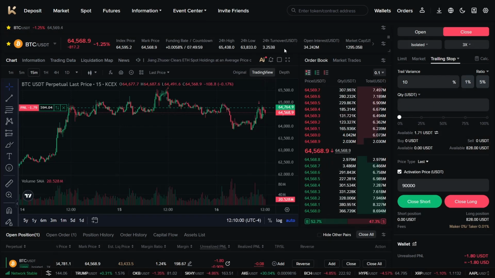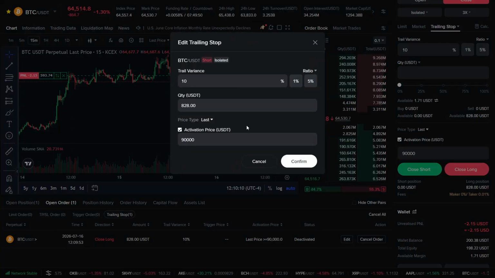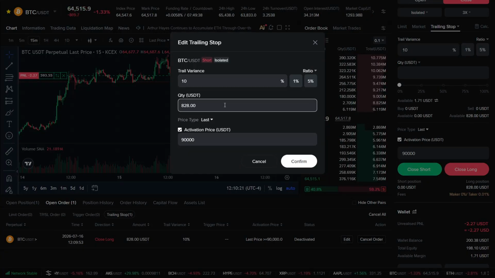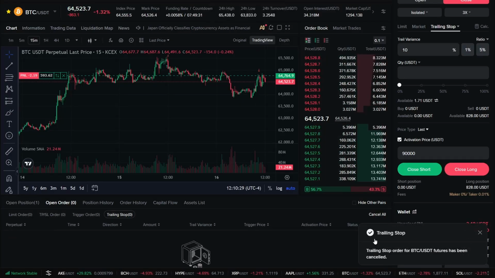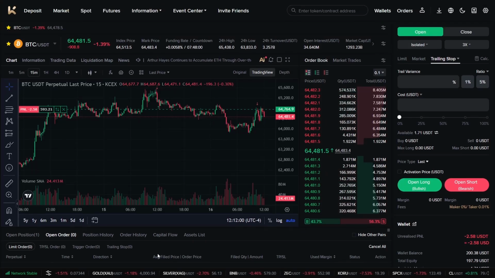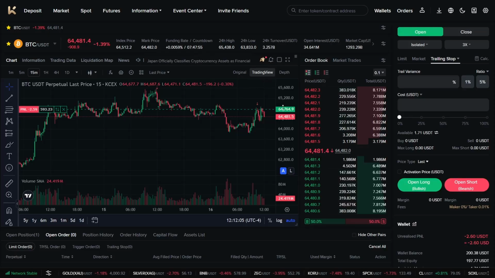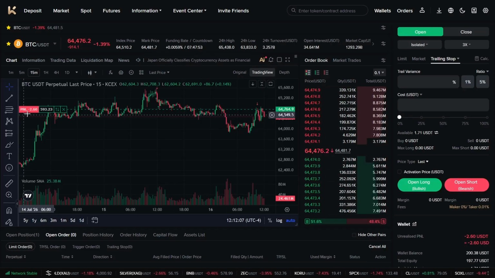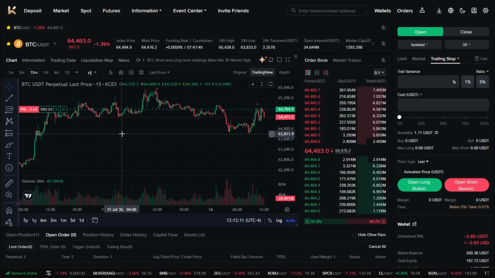Now to see our trailing stop order, we can just go to open orders, and then under trailing stop, we can see it. Here's where we can edit our trailing stop. We can change the trail variance, the size of our order, and the activation price, and we can also cancel it. If we want a visual representation to see how our trade is doing, we can just look on the chart. We can see where we entered the order and the current price and how much we are down right now. So right now we're down about $2.65.